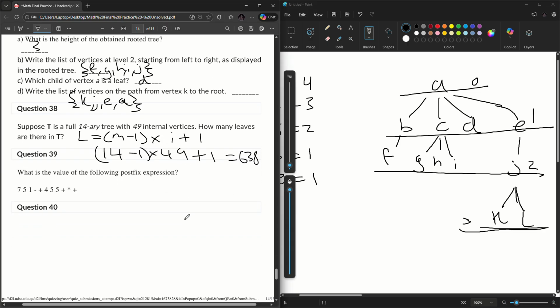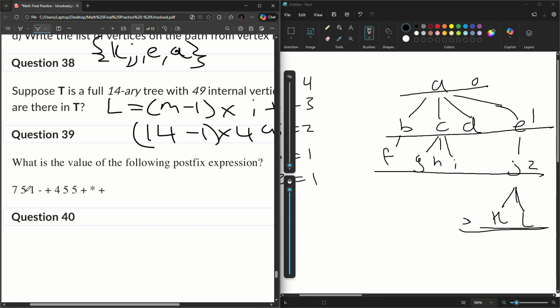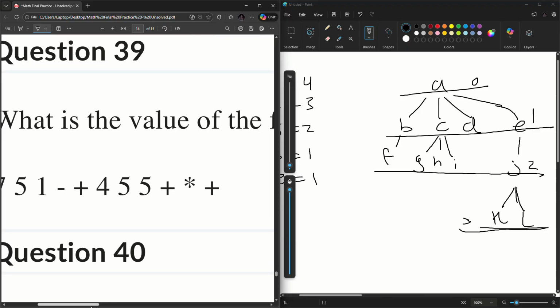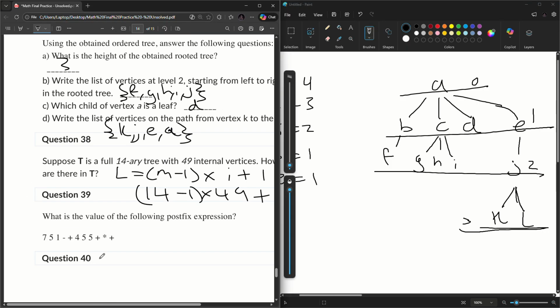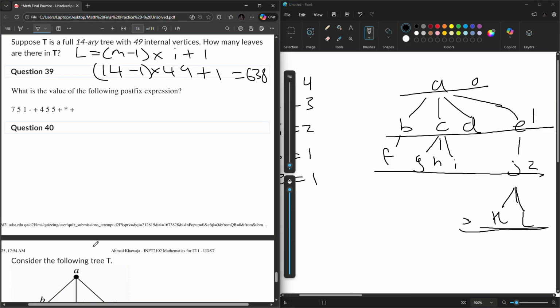Postfix. How to work out postfix. So prefix is when the operator, like minus, plus, multiply, divide, is before everything else. Postfix is after. So if I zoom in, right? Or in fact, no, I have plenty of space.